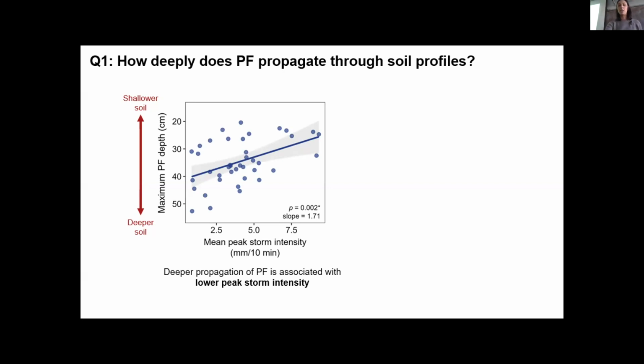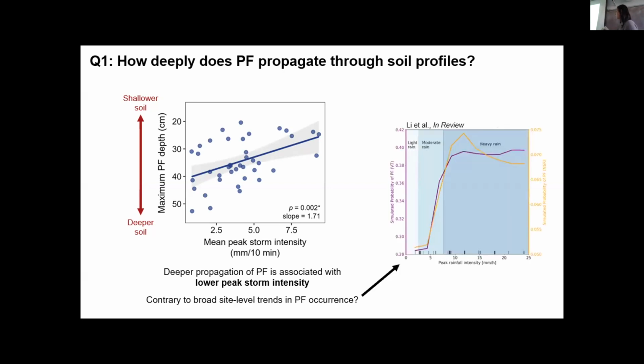This was an interesting result because if you remember, overall, when we're just thinking about how likely it is to occur, peak storm intensity has a really positive effect on preferential flow occurrence. But it looks like it is maybe concentrated in those surface soils rather than contributing to deeper propagation of preferential flow.